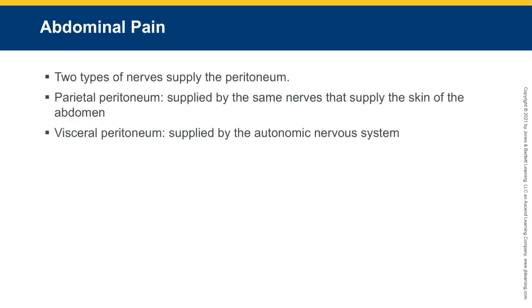The peritoneum is supplied by 2 different types of nerves. The parietal peritoneum shares nerve supply with the skin of the abdomen, meaning pain is often localized and sharp. The visceral peritoneum, however, is controlled by the autonomic nervous system, leading to more generalized, dull, and poorly localized pain.